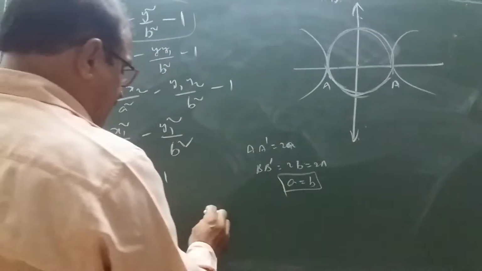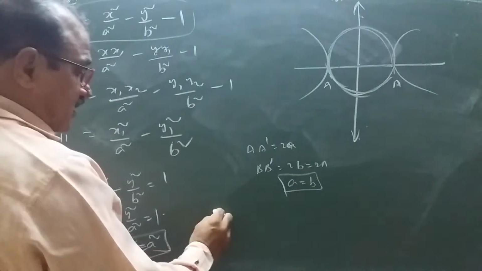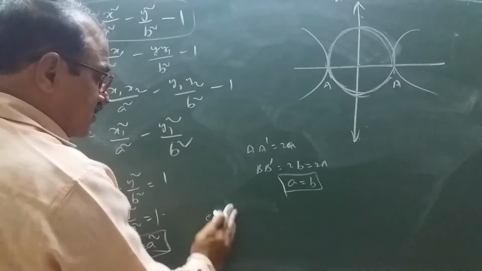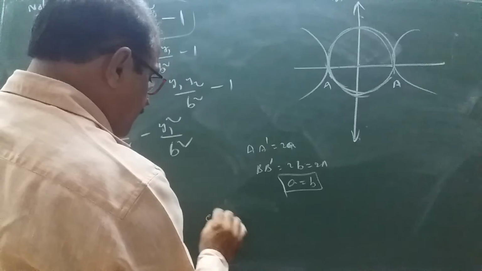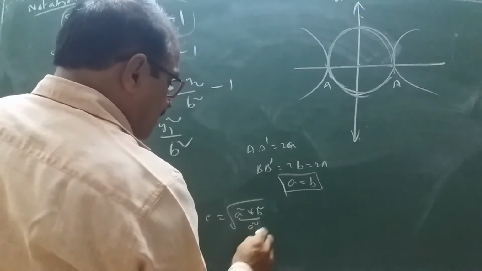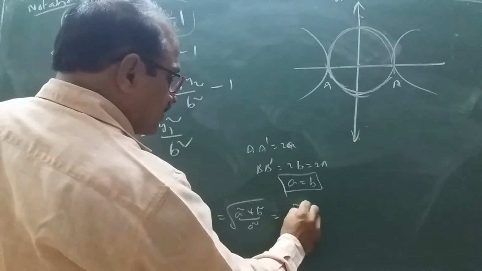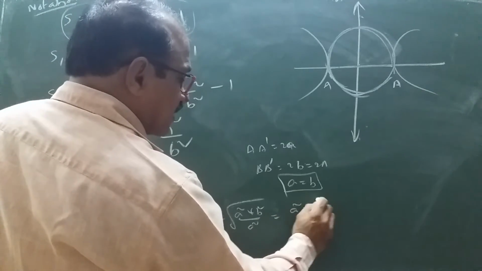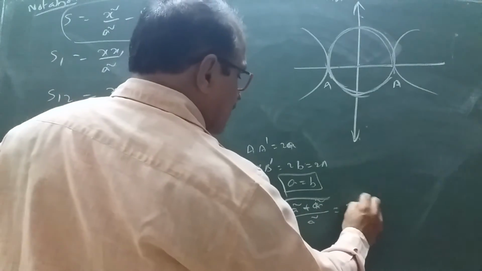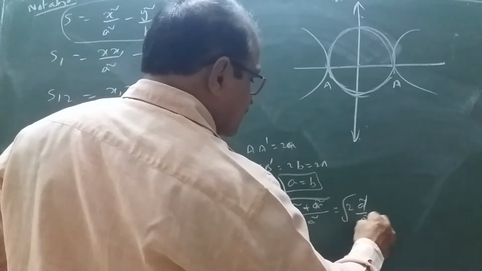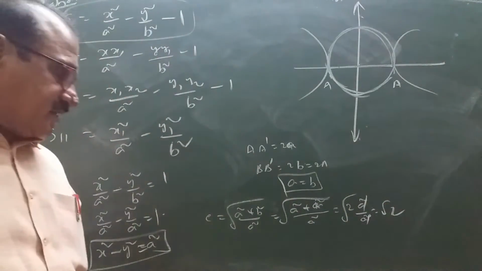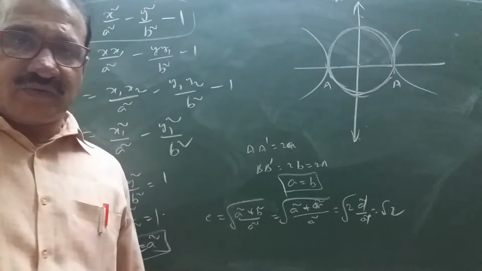If a is equal to b, then what will happen to the eccentricity? Eccentricity is equal to, we know, the root of (a square plus b square) by a square. If a is equal to b, instead of b square we can write a square, so it is 2a square by a square, under root. That means the eccentricity is equal to root 2.